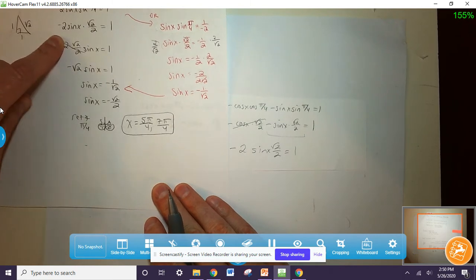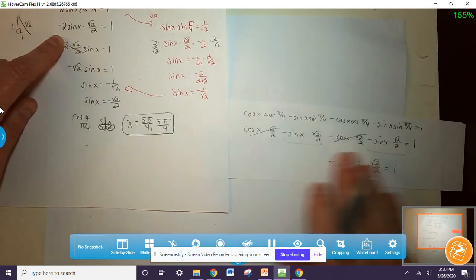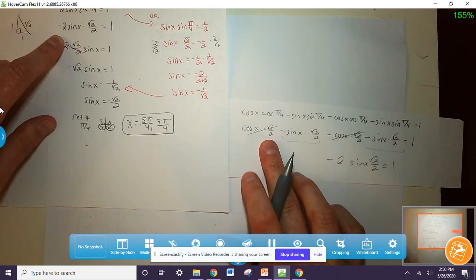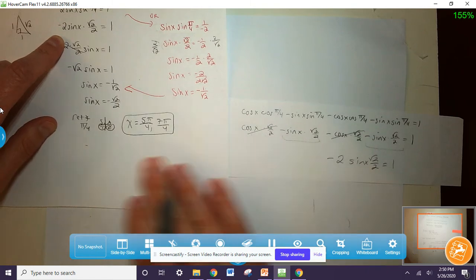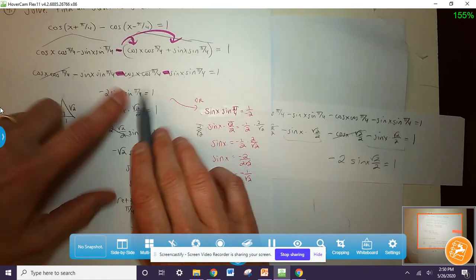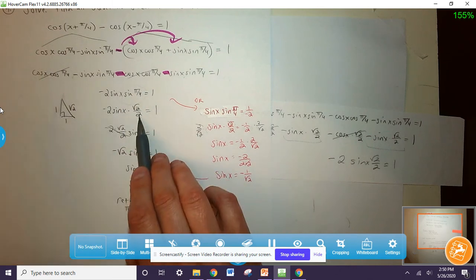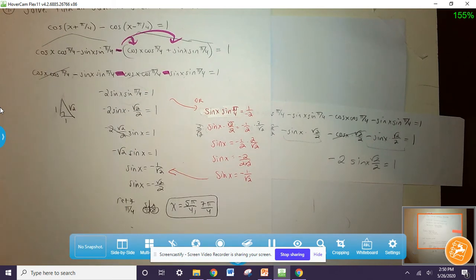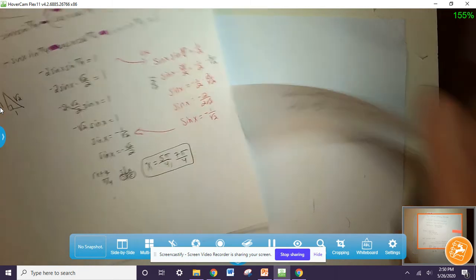But again, I just personally find this looks much more confusing to me. So that's why I like to cancel and combine before I evaluate something like sine of pi over 4. But totally individual preference. So if you don't mind it the other way, that's fine.